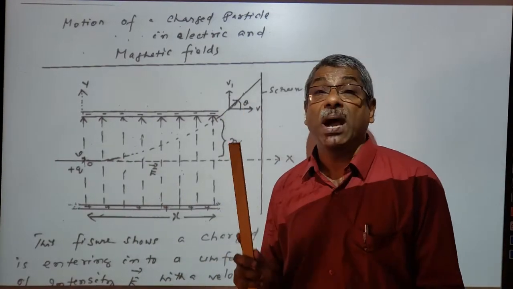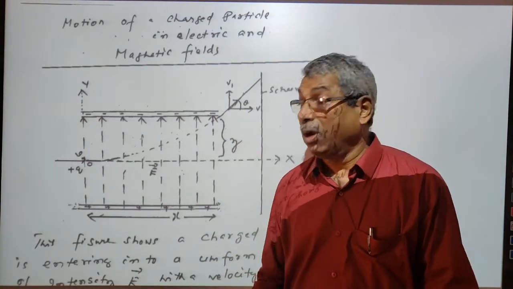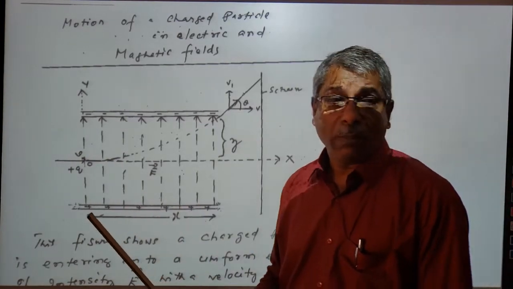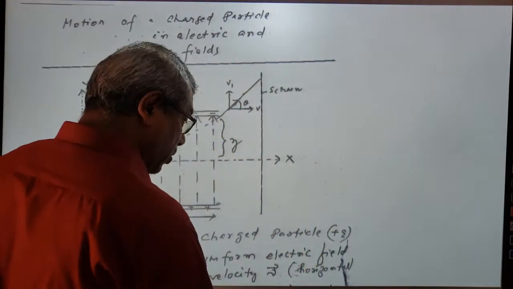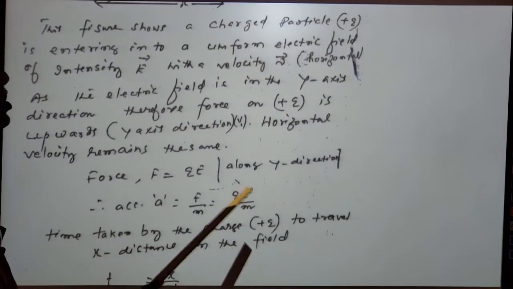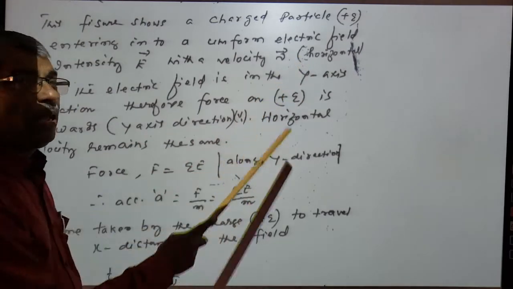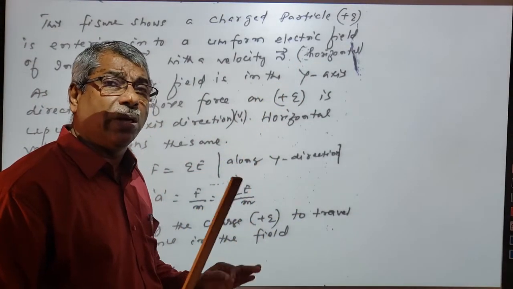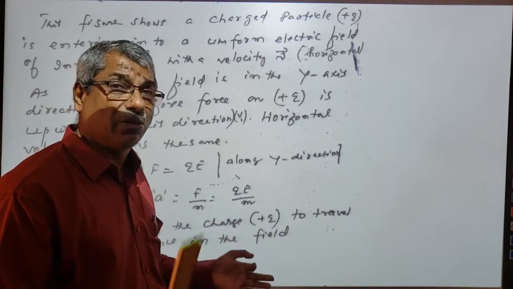The shape of the path followed is parabolic. We have to prove that the path followed is parabolic. That is the next question. That is the next condition. So velocity v is horizontal. In this case, the horizontal velocity of the charged particle always remains constant.